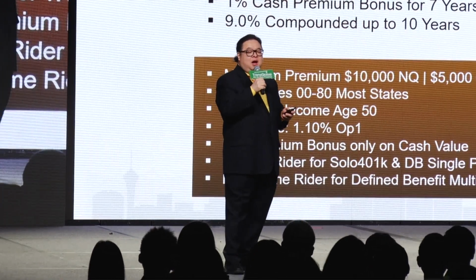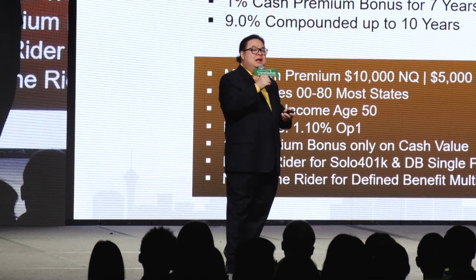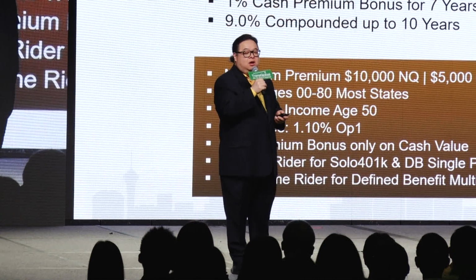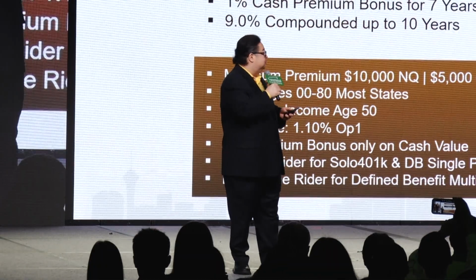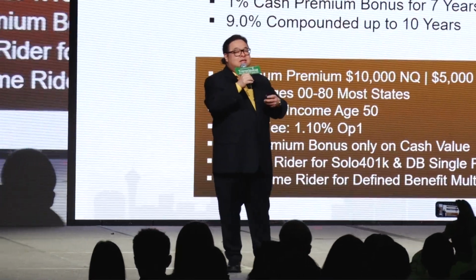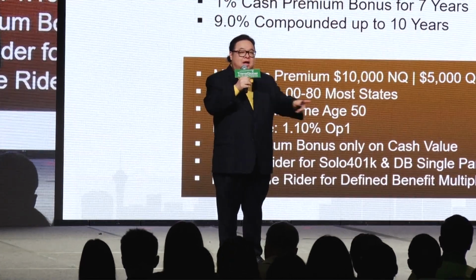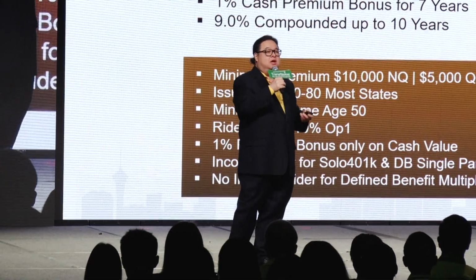So right now I'm going to talk about Americo. They call themselves ANICO. It's because it's American National Life Company. That's why, ANICO. They have a product called ANICO Strategy Index Annuity Plus 10. And you use the very first letters for the abbreviation. It will make it ASIA Plus 10. I don't think it's designed for us, right? Yeah. So a lot of people say, okay, I cannot find ASIA on the website. It's actually called that long name. So you might find Strategy Index Annuity on their website. But themselves, they call it ASIA.